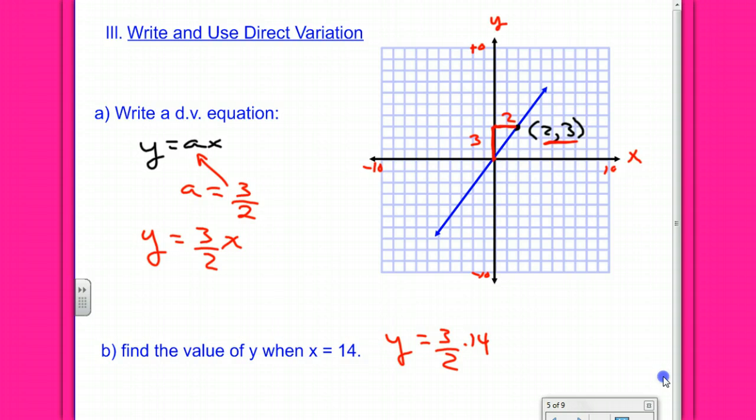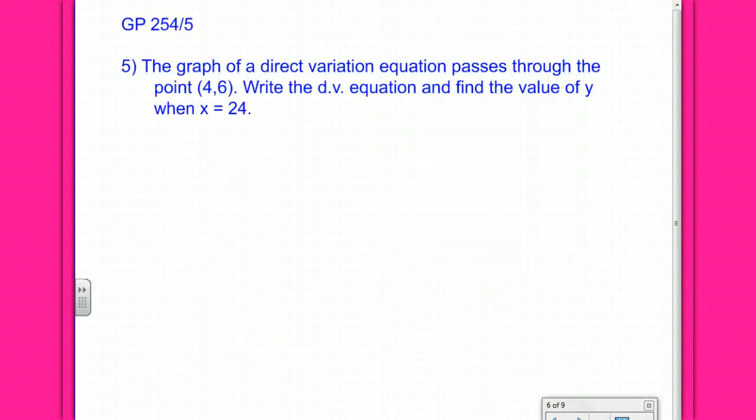And what do you find when you multiply here? You can reduce, and y equals 21. So when x is 14, y is 21. Awesome. Here's a similar question, but now we do not see the graph of this equation.